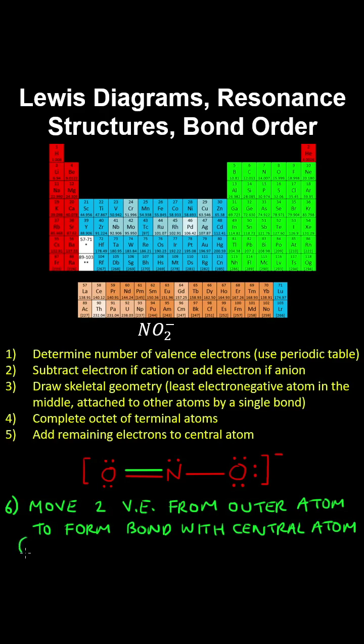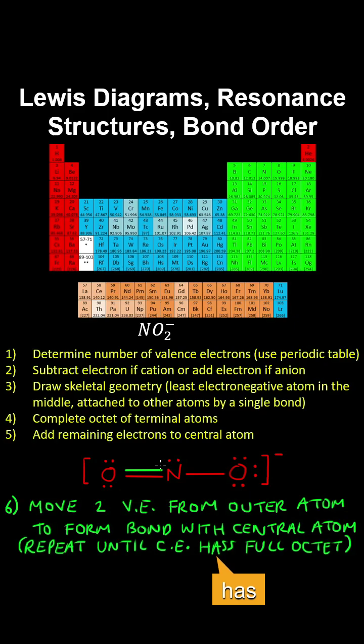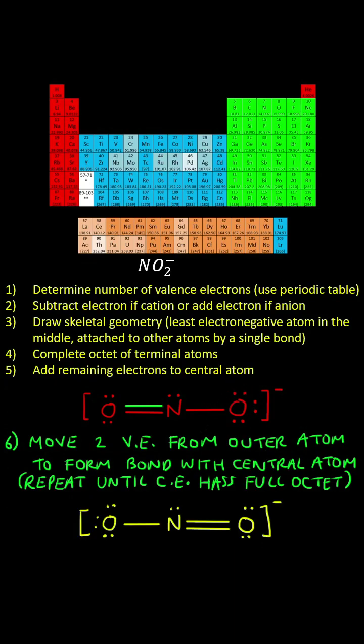And we repeat this until the central atom has a full octet. So here we can see that nitrogen now has a full octet of 8 electrons. Now we could have done this using the other oxygen. So we call these resonance structures, which are both equally valid Lewis dot structures for this anion. And these bonds are all equivalent.